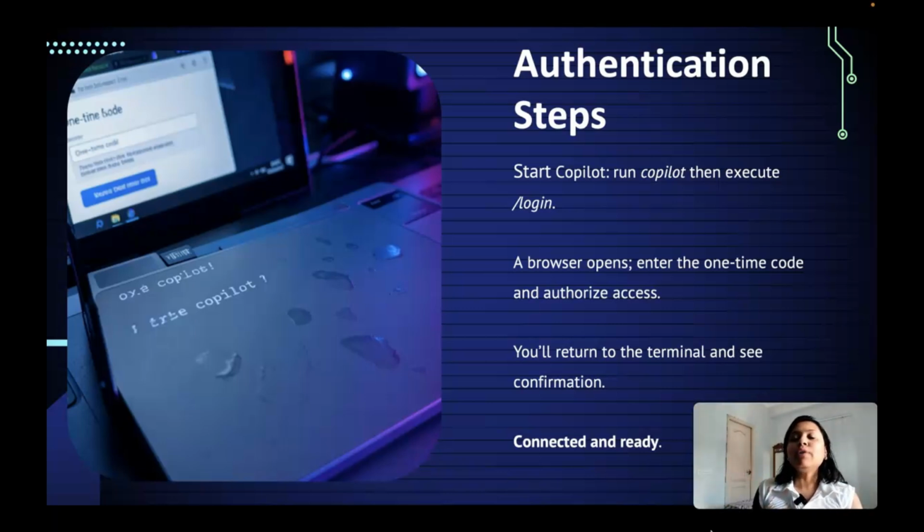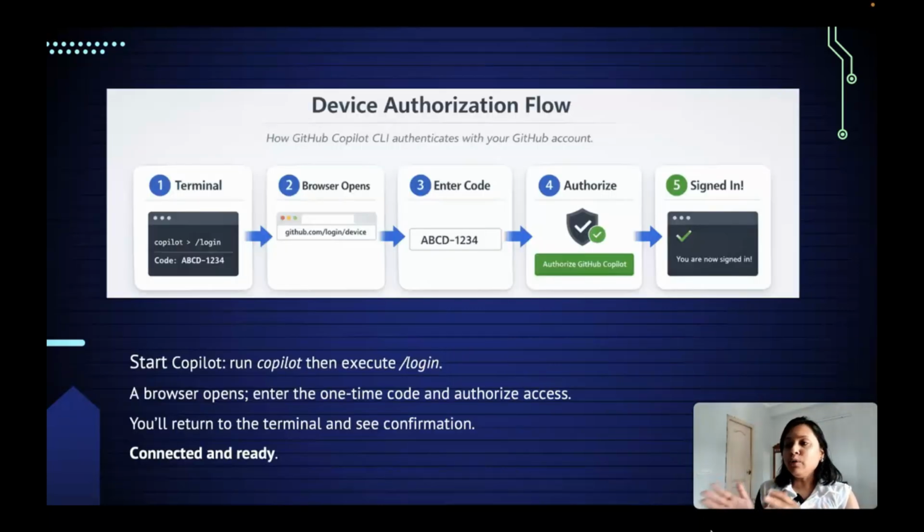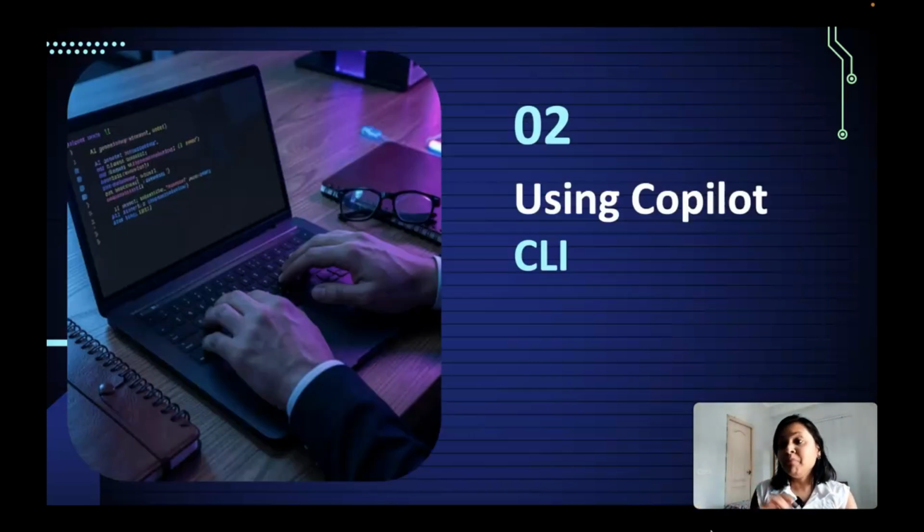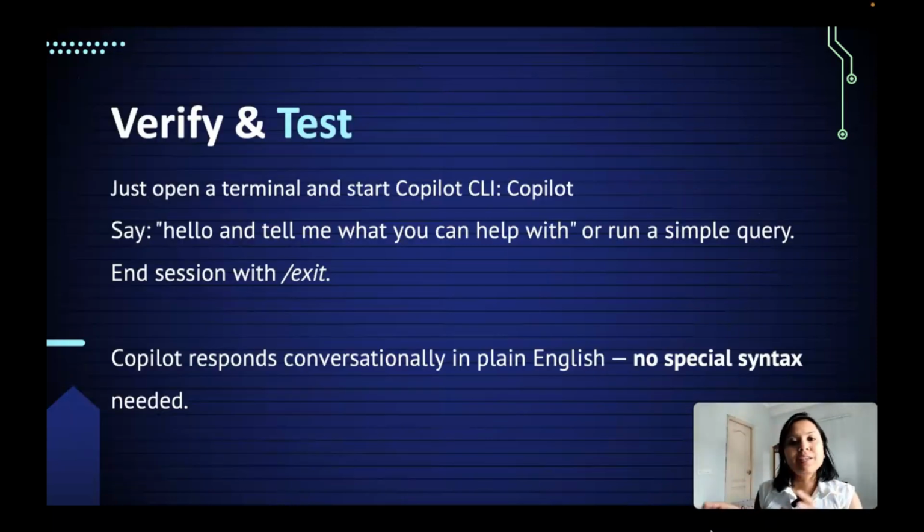To authenticate, you have to run copilot and then log in with your credentials and a one-time code. So how the process looks is, once you go to Copilot, you have to log in, the browser will open, you have to enter a code, authorize, and sign in. I'll give you a hands-on demonstration of exactly how it's done so that you know it. Then we will use the Copilot CLI to make sure that the CLI is working well. So let's get started with our actual demo.